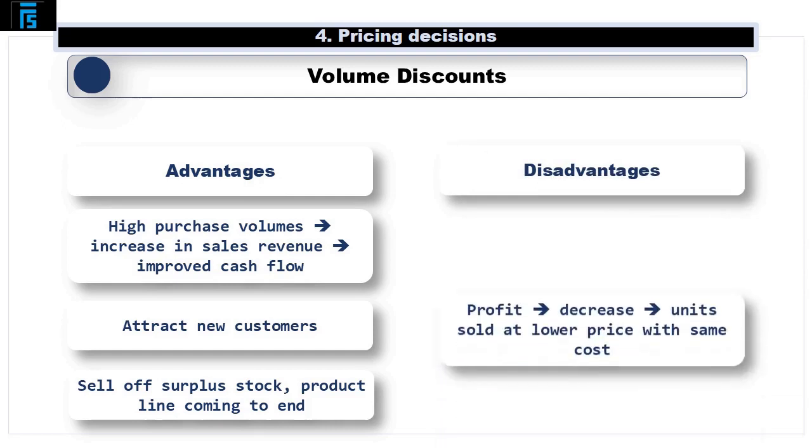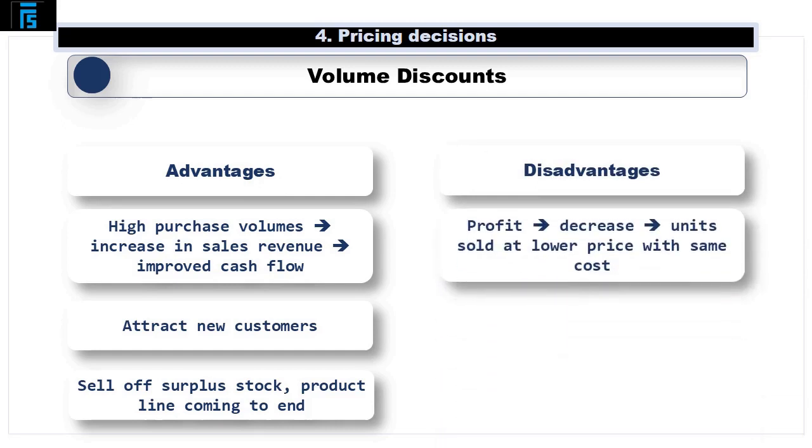The downside, though, is that profits will decrease as each unit is being sold at a lower price, with the same costs still being incurred in making or buying the stock for sale. It could be argued, though, that the reduced processing costs of processing fewer larger orders compensate for this loss in revenue and profit.